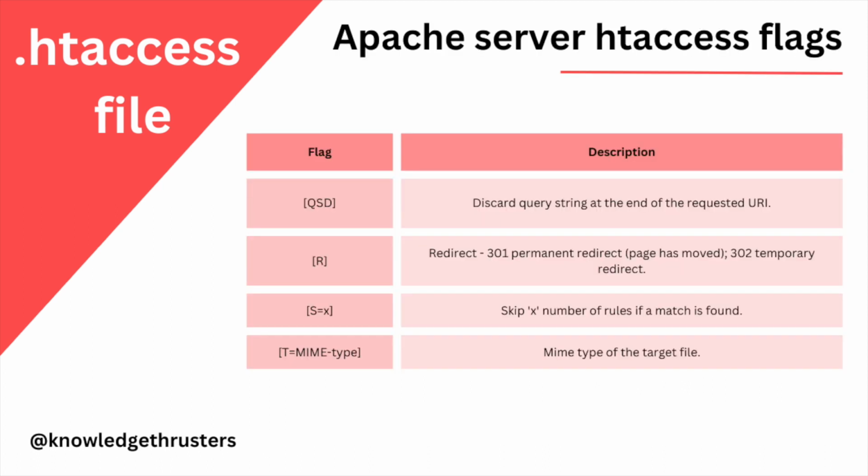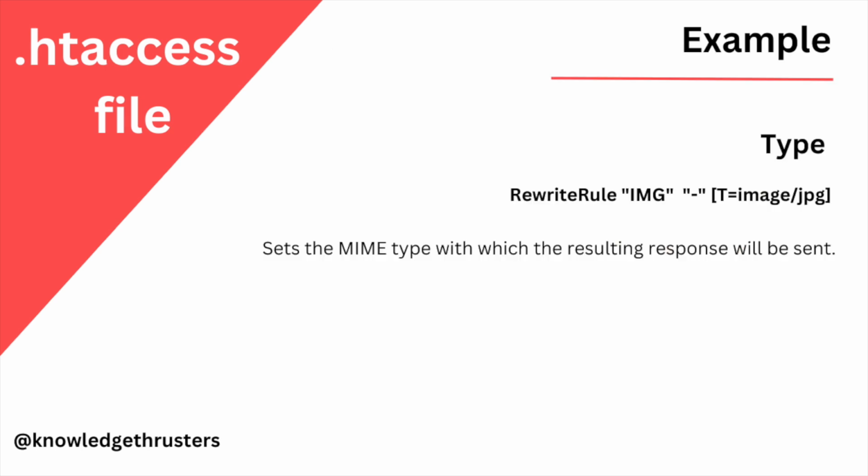Now the last one, that is T=mime type. It's basically the type flag. It will set the MIME type with which the resulting response will be sent. If you have any image, then you can force its type to be image/jpg.